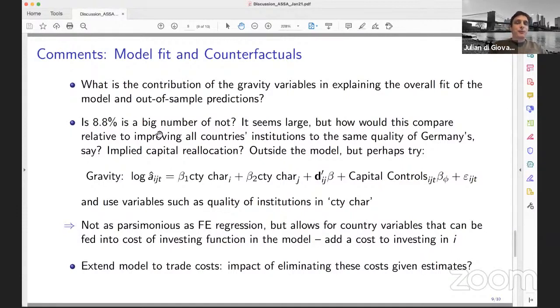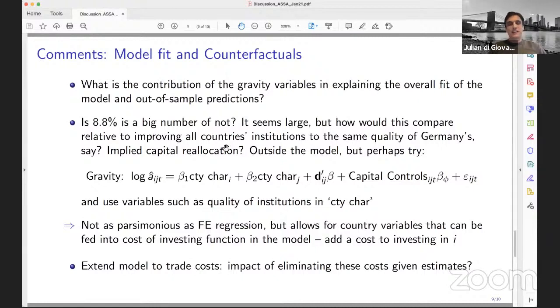Next, is 8.8% a big number or not? It really does seem quite large, but how would this compare, for example, relative to improving all countries' institutions to the same quality as Germany's? What would this imply about capital relocation? This is outside the model.